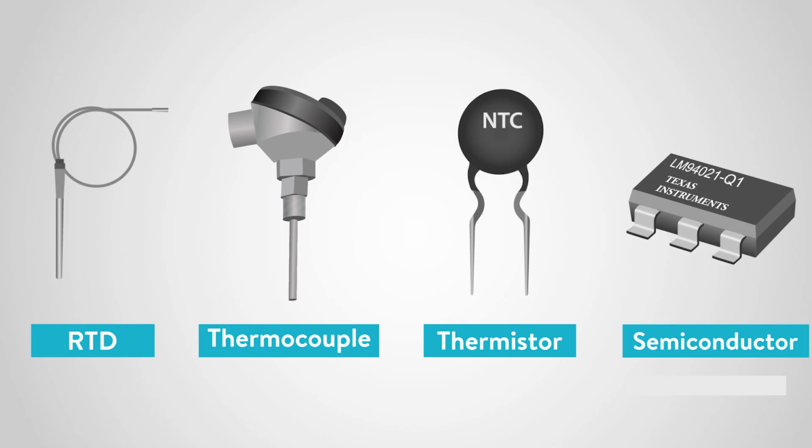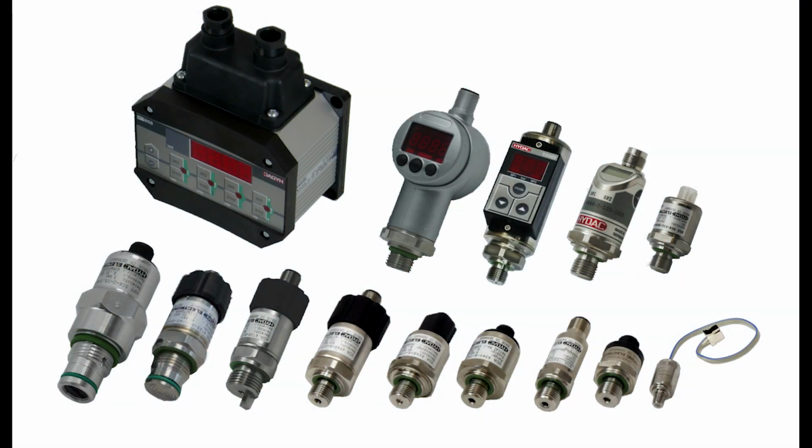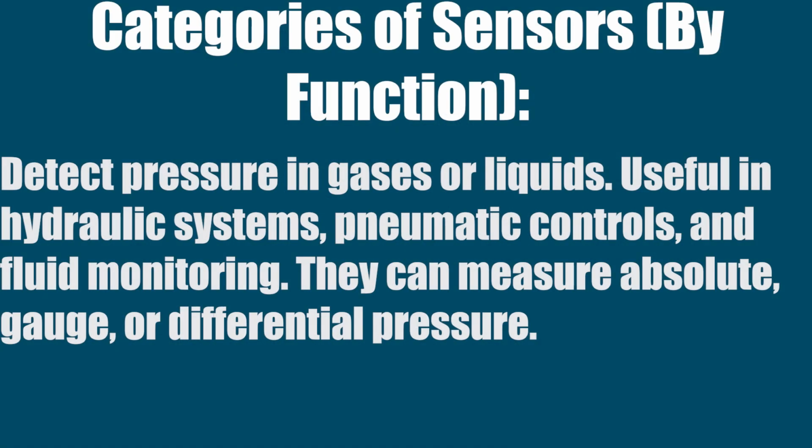Temperature sensors measure the heat level of an environment or surface, often used in manufacturing processes, HVAC systems, and food production. There are different types like thermocouples, RTDs or resistance temperature detectors, and infrared sensors. Then you've got pressure sensors. These detect pressure in gases or liquids, useful in hydraulic systems or pneumatic controls and fluid monitoring. They can measure absolute, gauge, or differential pressure.